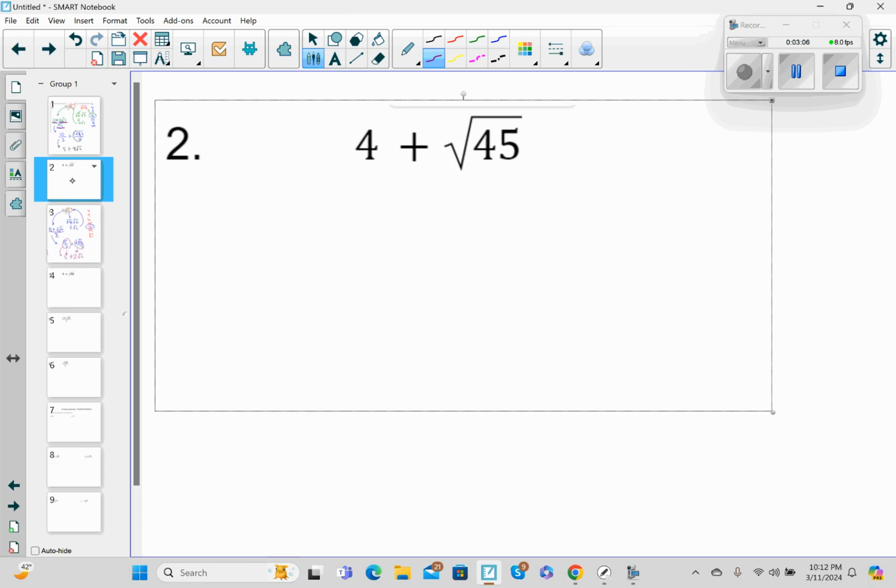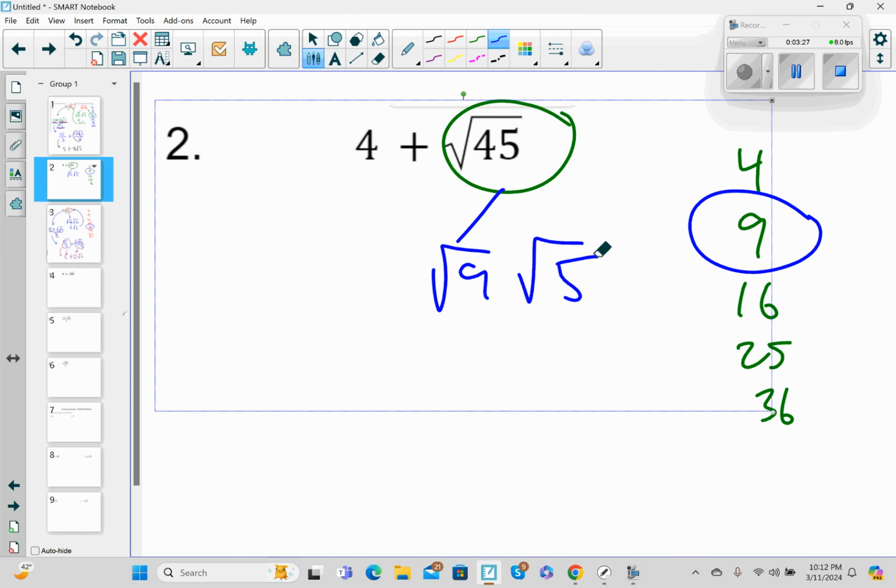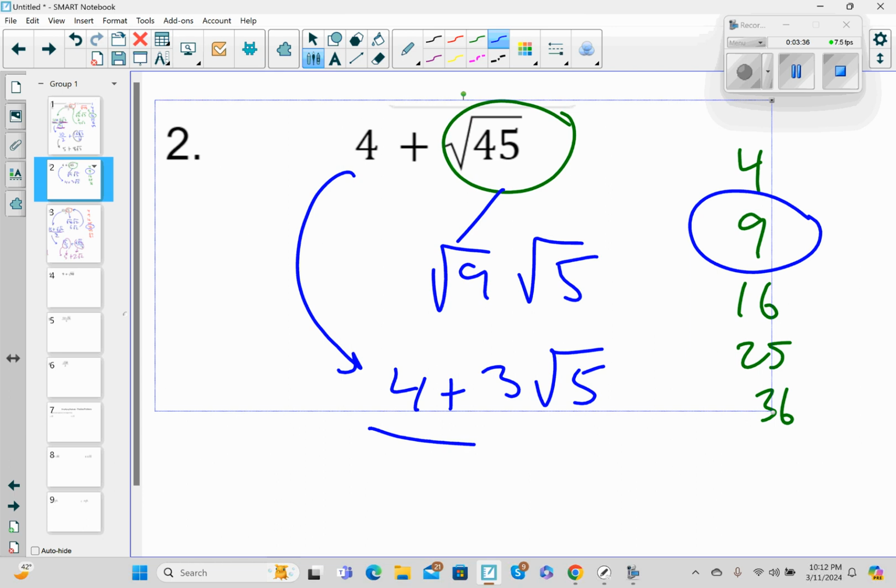All right, let's look at this question here. We're going to look at that square root of 45, and the numbers in the list that go into 45. 4 won't, 9 will, because 9 times 5 works. 16 won't, 25 won't, 36 won't. So we're going to take 9, and we're going to make this square root 9, square root 5. Square root of 9 is 3, so 3 square root 5. We'll bring the 4 down: 4 plus 3 square root 5.